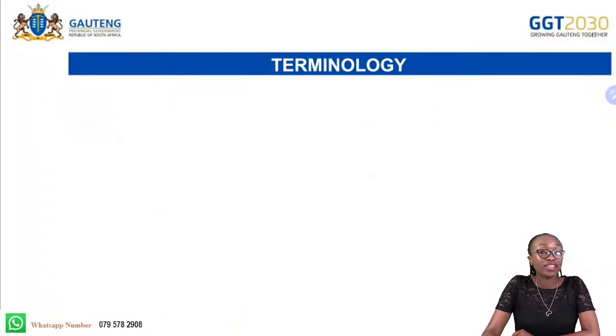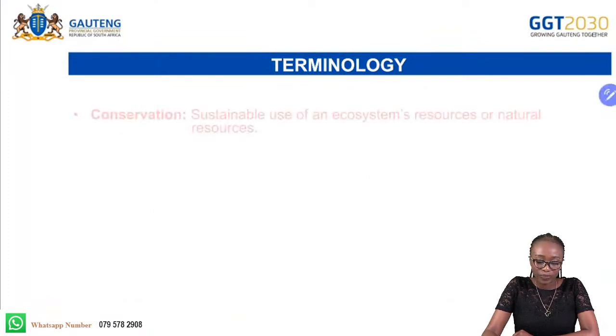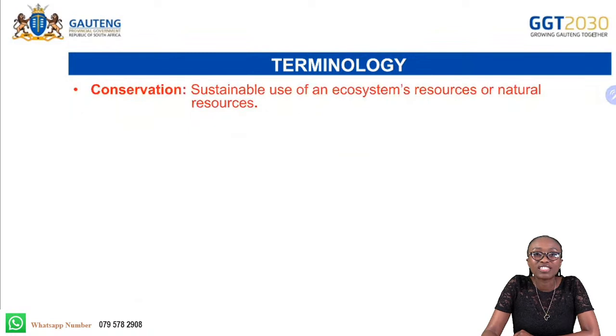Welcome back, grade 8. Now let's move on to terminology. These are the important terms that we need to learn in order to understand the concepts we're learning today. So the first term is conservation. Conservation, this is the sustainable use of an ecosystem's resources or natural resources.